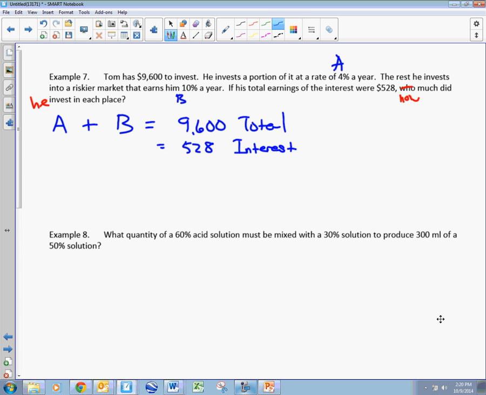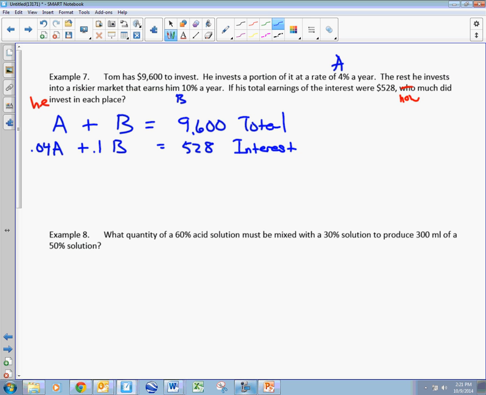Well, how do we calculate how much interest he got? For example, let's say he invested $100 into the 4% one. How much would he get out of that? $4 is 4% of 100. Suppose he invested $2,000 in the 10% one. How much would he get out? What's 10% of 2,000? 200. So what you do is you take the percent times the amount. So 0.04 times the amount in A plus 0.1 times the amount in B should be equal to the $528 that he has total.